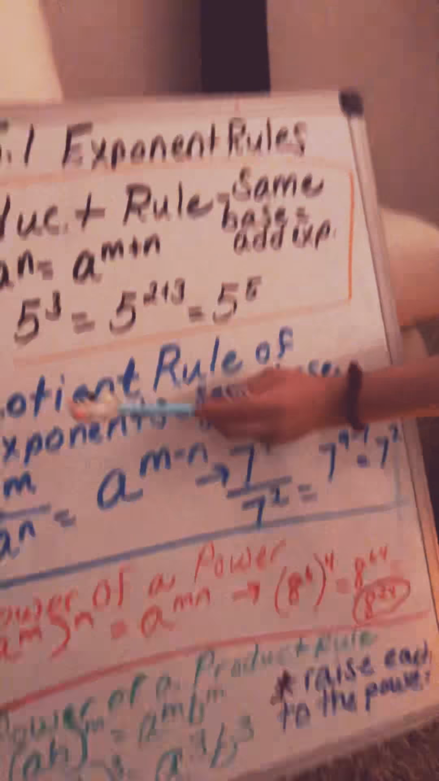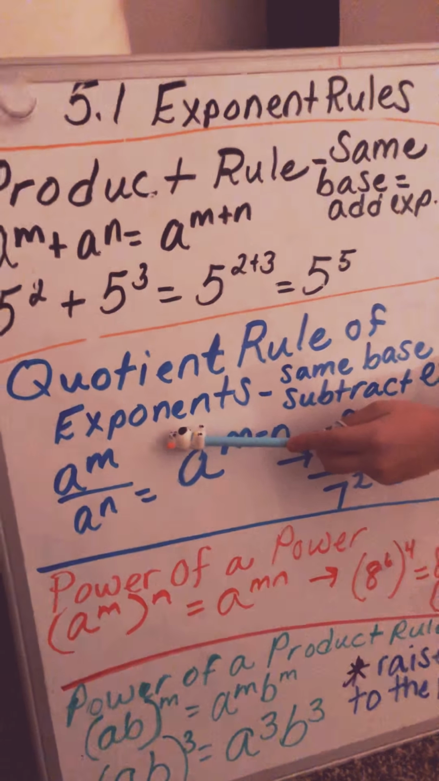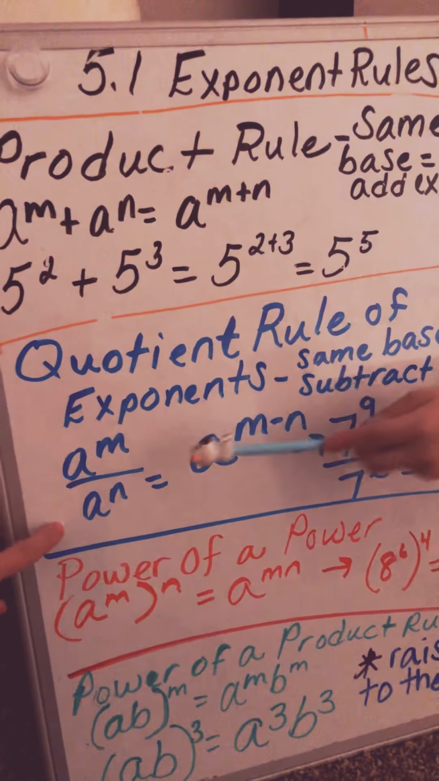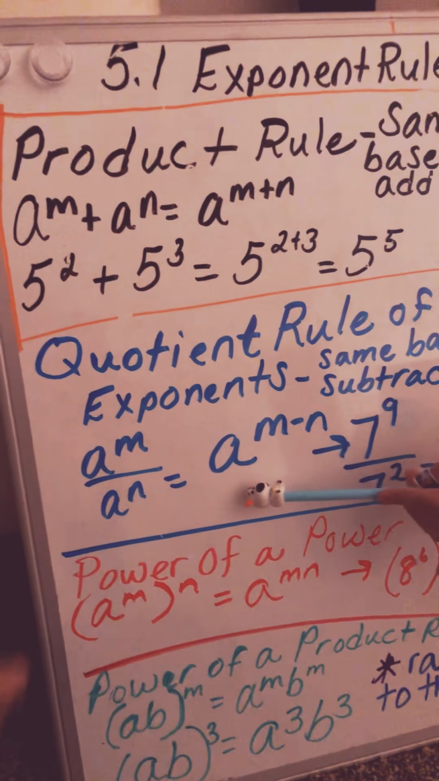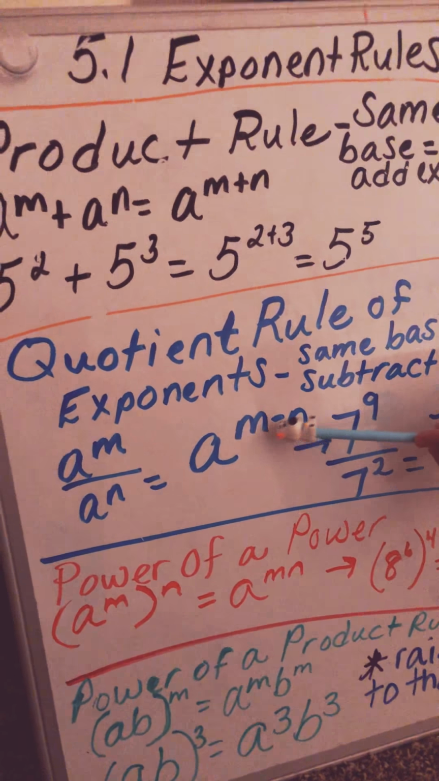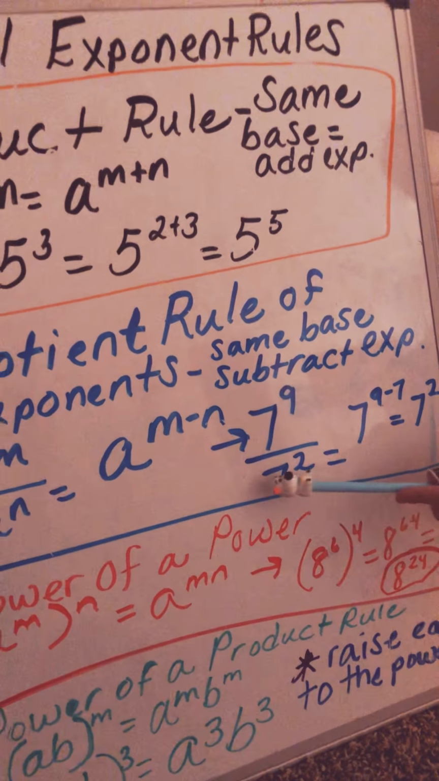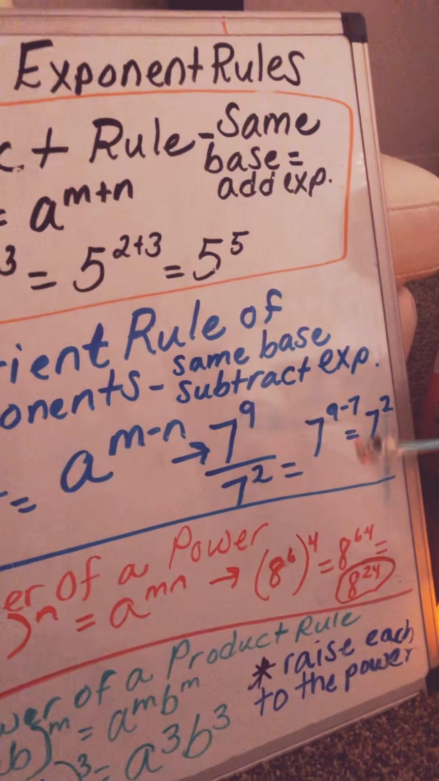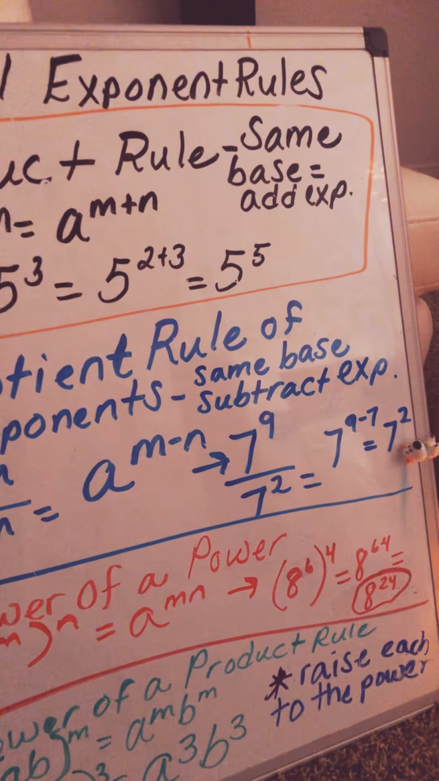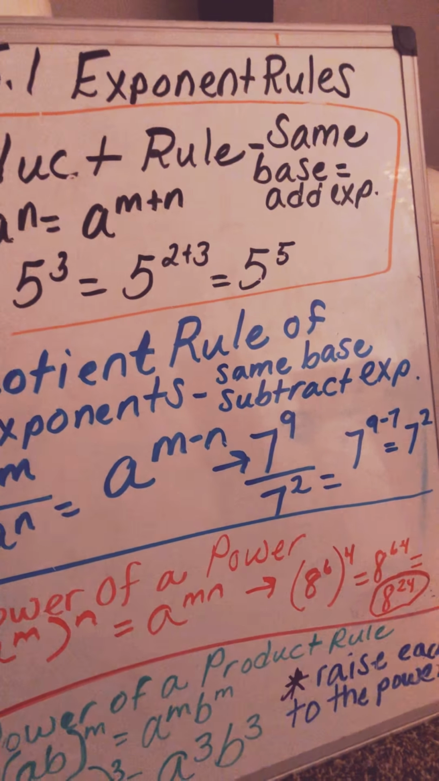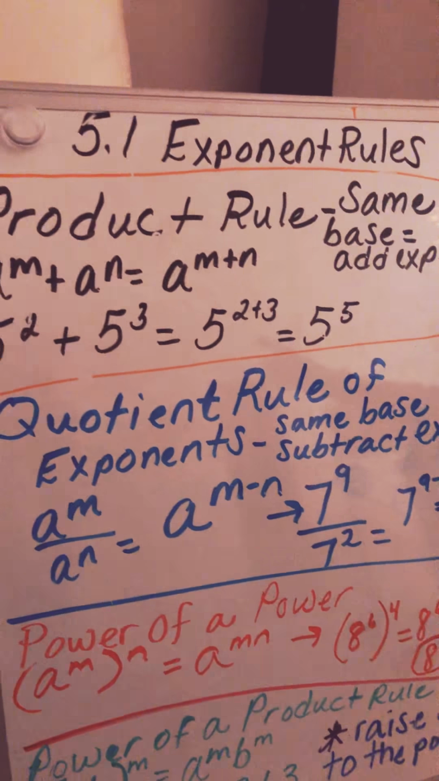Then we move along to the quotient rule. The quotient rule tells us that when we have division of the same bases, a to the m divided by a to the n, we have a to the m minus n. So in our example, let's say we have 7 to the 9th power divided by 7 squared. We simply do 7 to the 9 minus 2, which is 7 to the 7th. You take the difference of the exponents. So that's the product and the quotient rule.